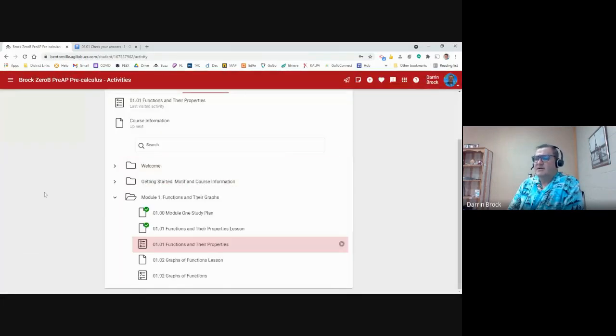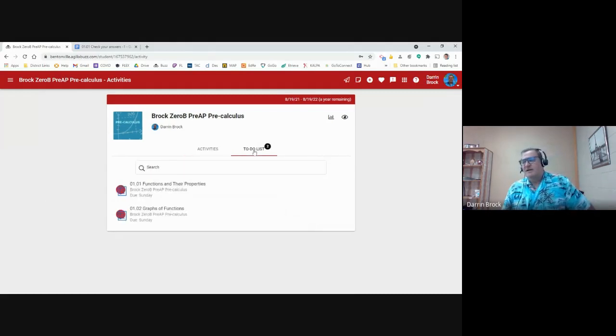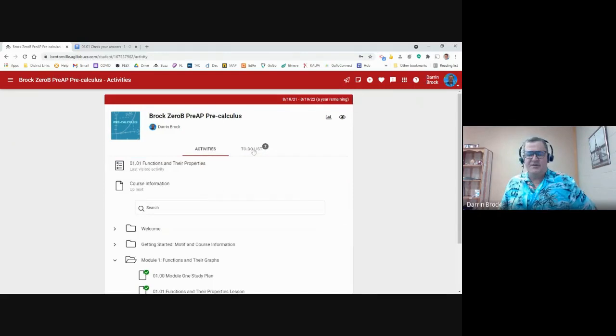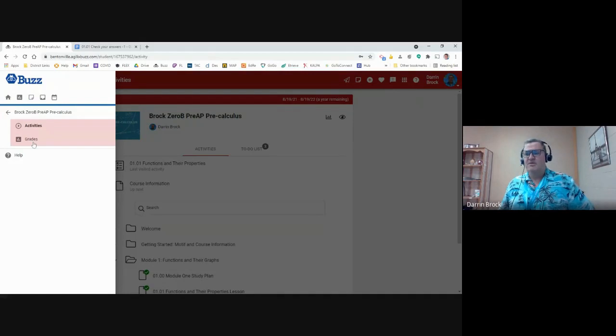And so looking at Buzz, there's one thing I want you to get used to looking at. I know that a lot of people like this to-do list. The to-do list is somewhat useful, but a lot of times it doesn't help you, especially if you get behind on things, because it could take things off your to-do list that you've never done. Where once you get used to going is this grade screen. This little icon here takes you there, or you can click on grades over here on the menu.